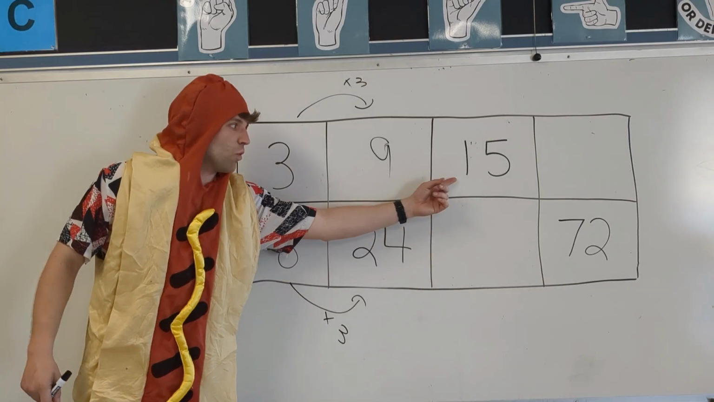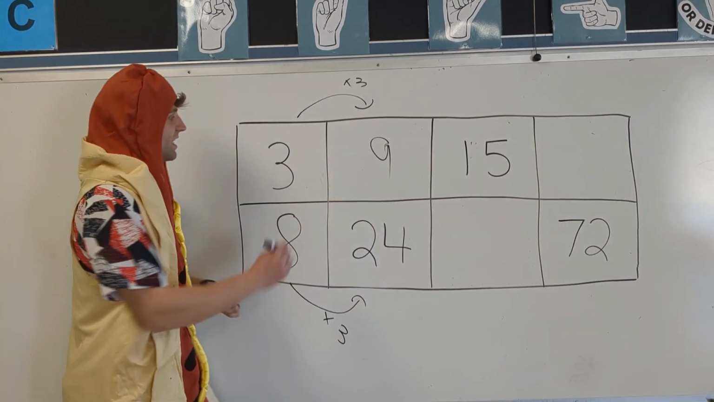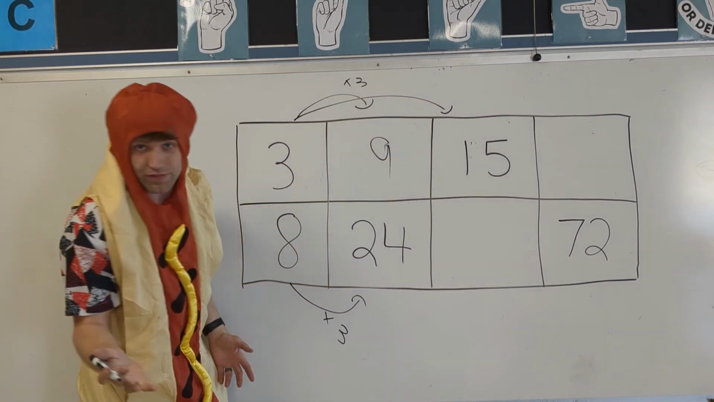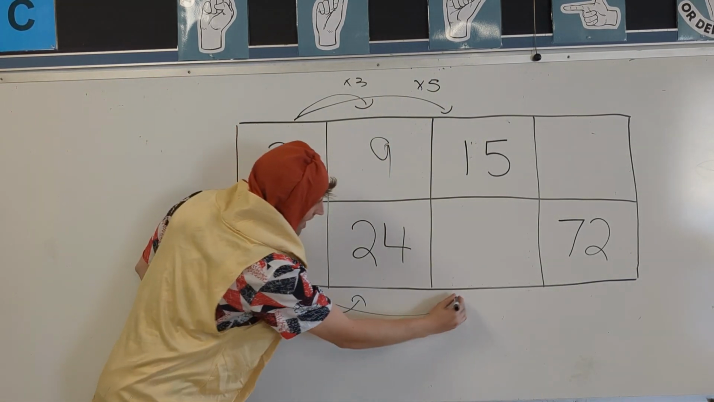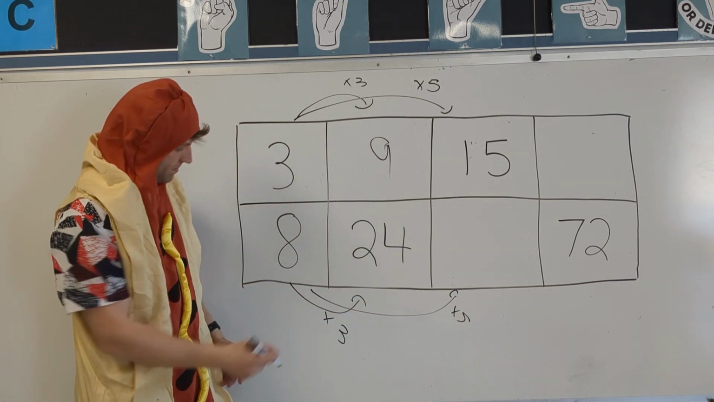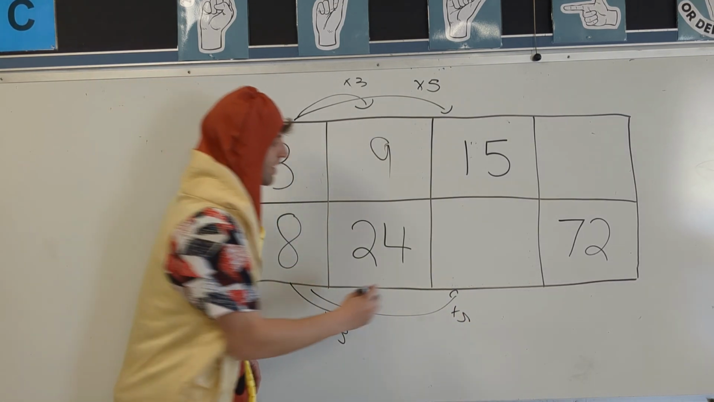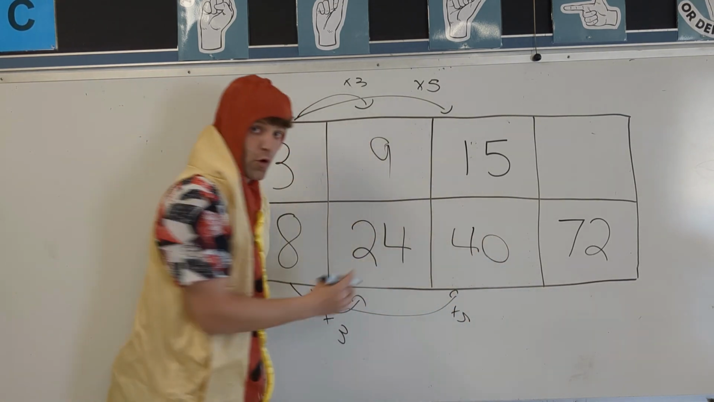Now we gotta find out, what did I do to 3 to make it 15? Well, to turn 3 into 15, I have to multiply it by 5. Whatever I do to one side, I have to do to the other side. 8 times 5 gives a product of 40.